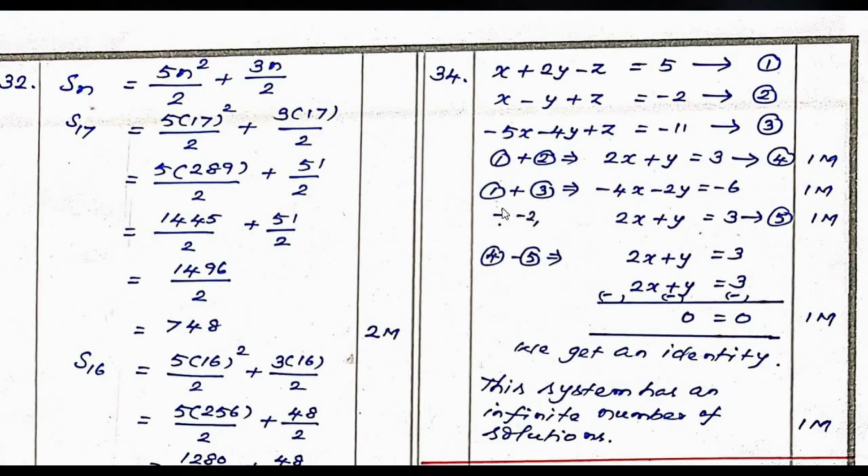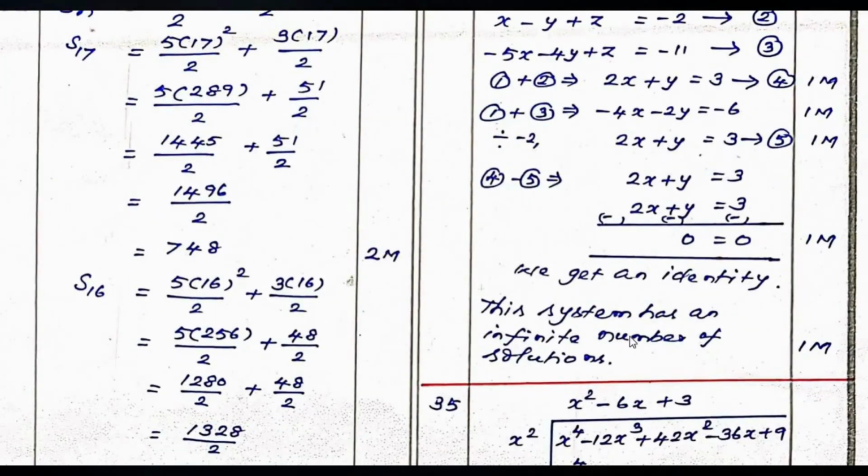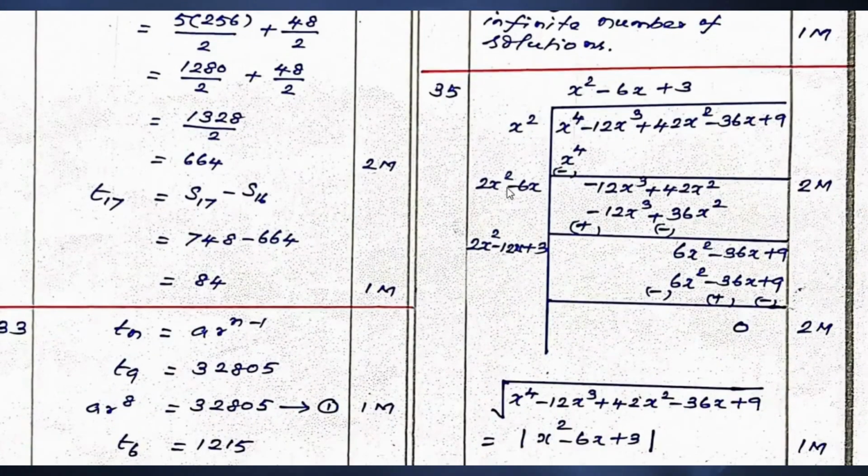If you add these two equations 1 and 3, we get minus 4x minus 2y is equal to minus 6, for this stage 1 mark. Divide by minus 2, we get 2x plus y is equal to 3. This is equation number 5. Then 4 minus 5: if we simplify the two equations, we get LHS is equal to 0 and RHS is equal to 0. We get an identity. This system has an infinite number of solutions.